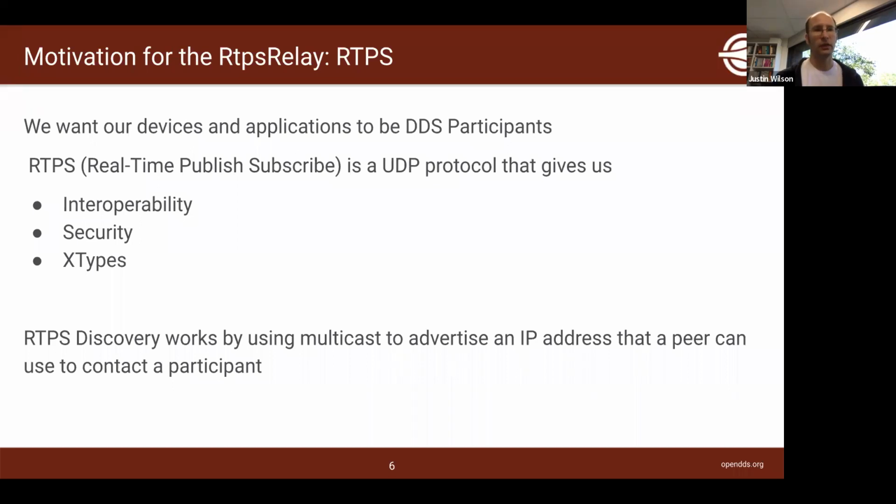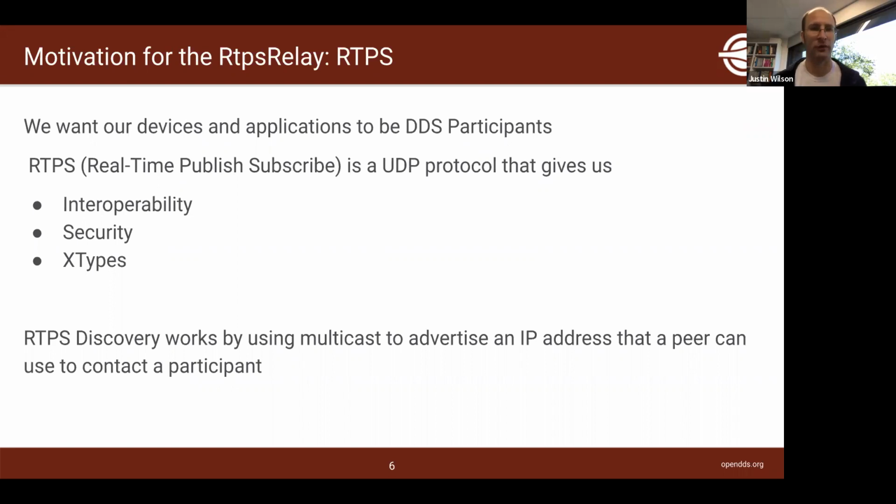In terms of OpenDDS and DDS, we want our devices and applications to be DDS participants. We'd like to use the OpenDDS middleware to exchange data between our device and application. When we consider this, we'll just settle on the RTPS protocol for establishing connectivity. RTPS stands for Real-Time Publish Subscribe. It's an OMG standard. It's a UDP protocol that gives us interoperability so that you can write applications using different DDS implementations. It gives us security, and it gives us XTypes, which allows flexible message definitions and forward and backwards compatibility. I won't necessarily get into a whole lot more detail of the RTPS.